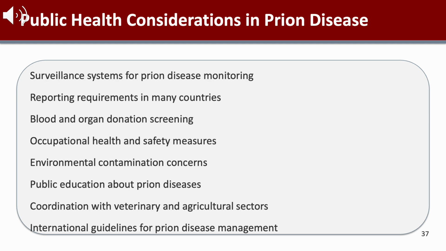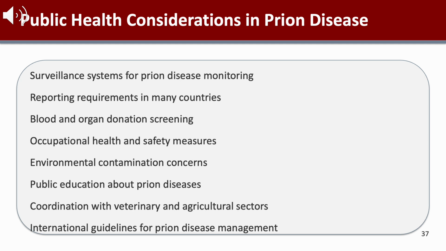Prion diseases have significant public health implications. Many countries have established surveillance systems to monitor the incidence of prion disease and detect any unusual clusters or outbreaks. Reporting requirements ensure that cases are documented and tracked. Blood and organ donation screening helps to prevent iatrogenic transmission. Occupational health and safety measures protect healthcare workers and laboratory personnel.